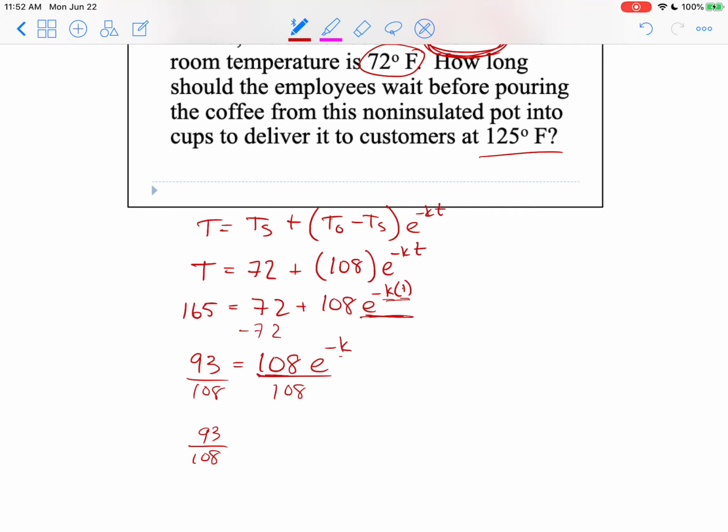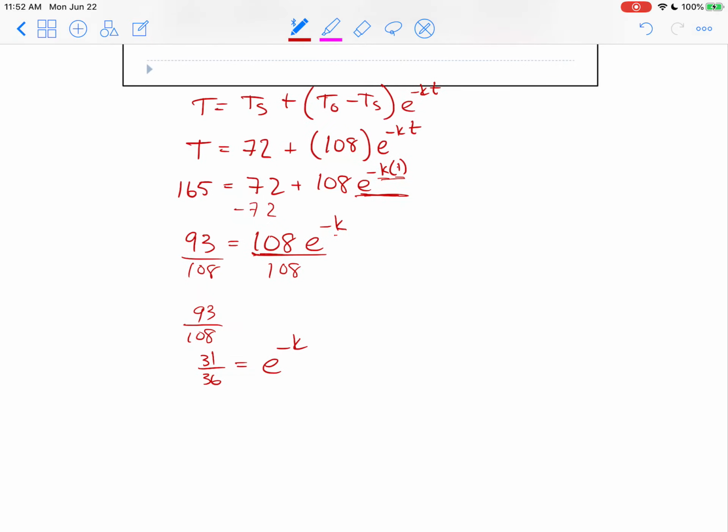I'm going to put it in my calculator and then hit math fraction. And it does reduce to 31 over 36. Okay, but that's not the important part. The important part is now I have e to the negative k. So now I want to solve for this exponent. This is where the logarithm comes in.